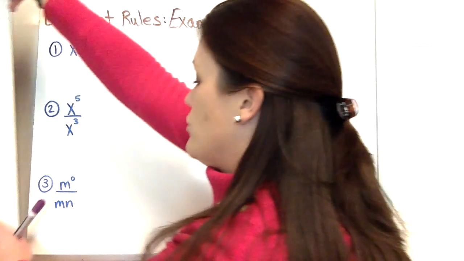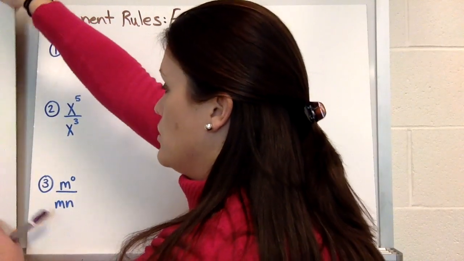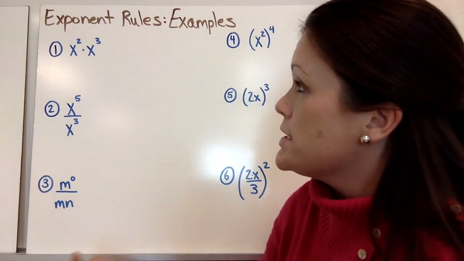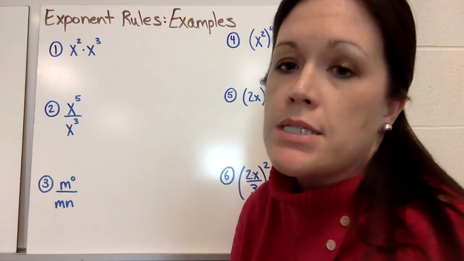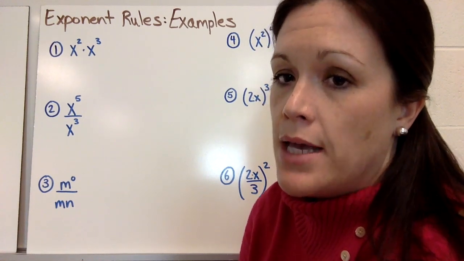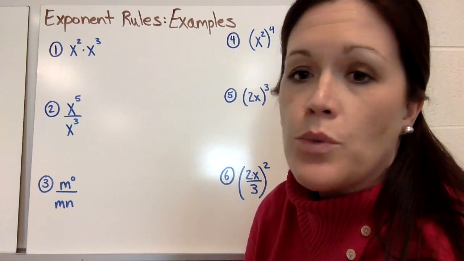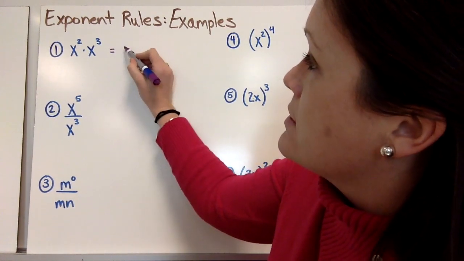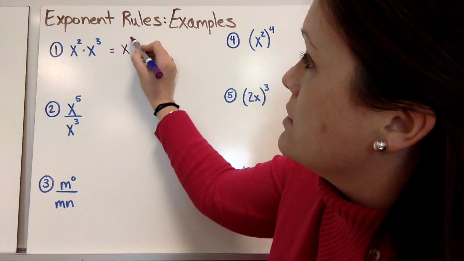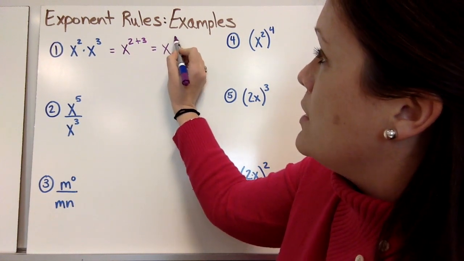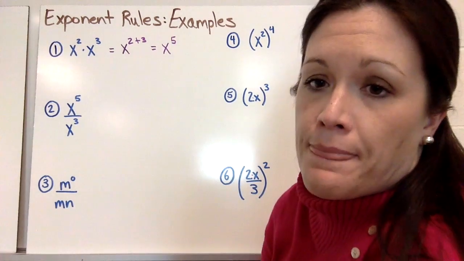So let's look over here at some examples. So for our first example, we have x squared times x cubed. That's multiplying powers. They have a like base of x, and each of them has an exponent. So we need to add their exponents together and keep the like base of x. So we end up with x to the 2 plus 3 power, which would be equal to x to the 5th power. And then we're finished.